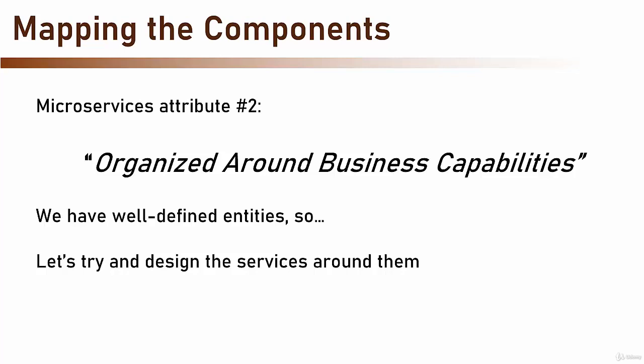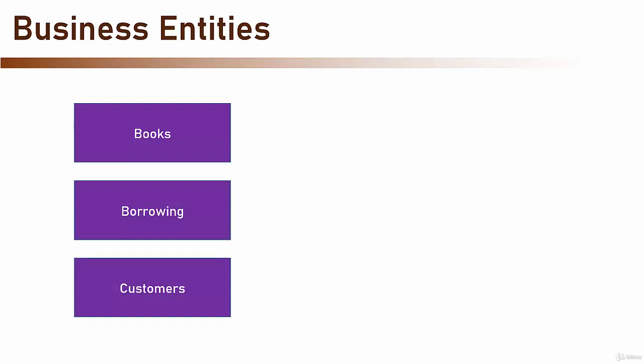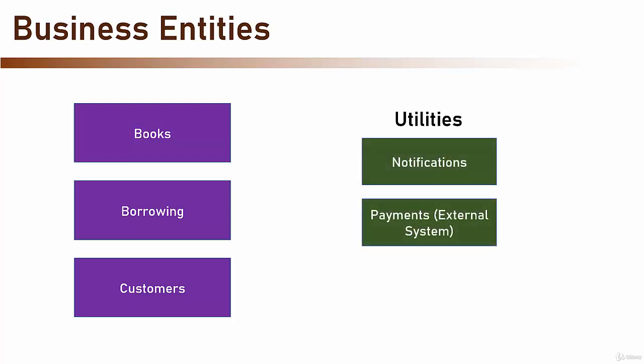This approach of designing services around business entities is one of the most common design approaches, and it's usually a successful one. So that's another reason for trying this approach. So what are the business entities we have in the system? Well, it looks like we have 3 major entities: books, borrowing, and customers. But that's not all. In addition to the business entities, we have 3 more system-wide utilities we already know we will need and which are not part of the business entities. These utilities are notifications, payments, and view, which is the component that displays the user interface in the browser.